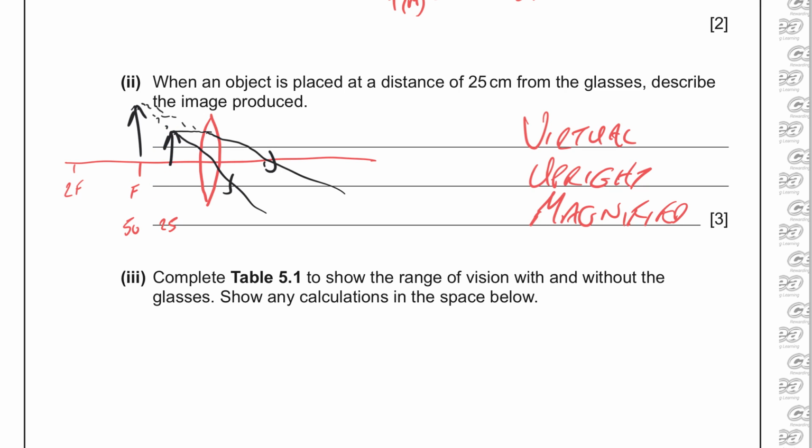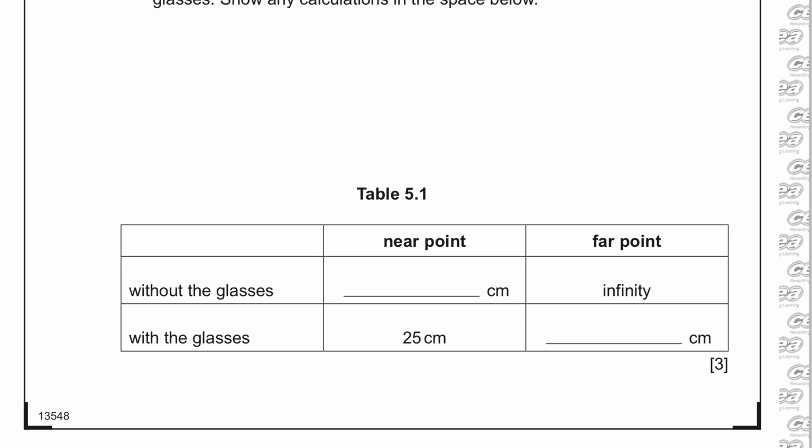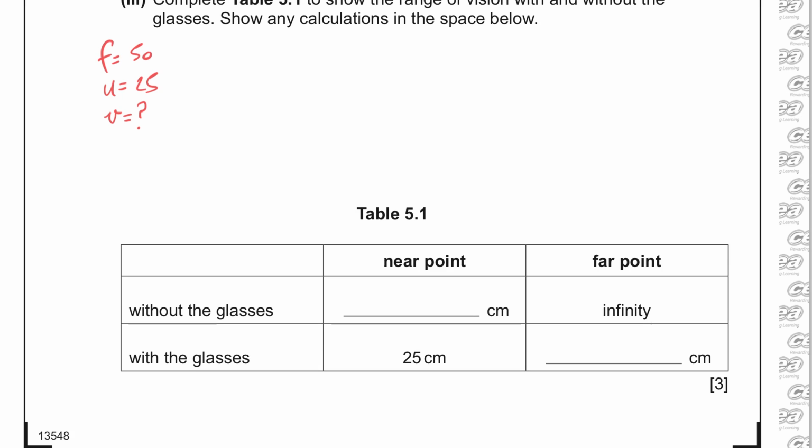Now obviously you can do that as a calculation also. But yeah, that would be a 50, but we can do the calculation for it. So if we say that we're using a focal length lens of 50, we're using an object distance of 25, that's what the glasses do, they allow them to have a close point, then the virtual image is their actual close point. So if we can find the V value, that's what belongs here.